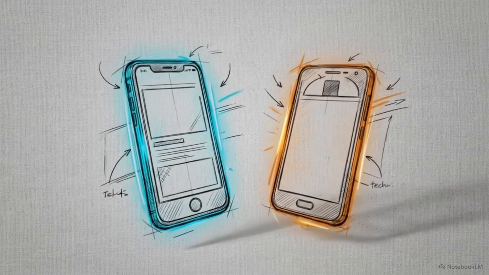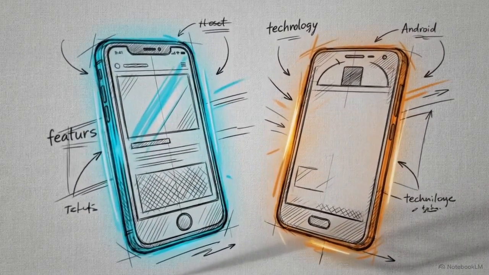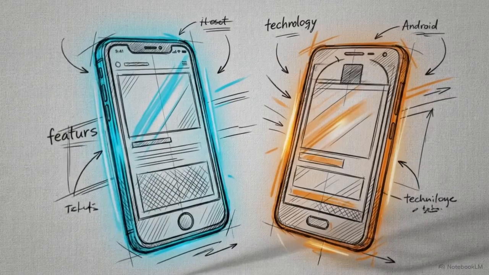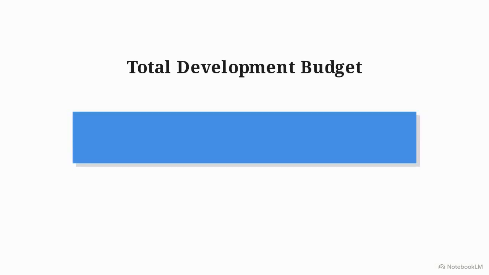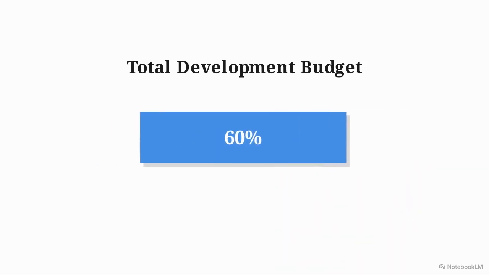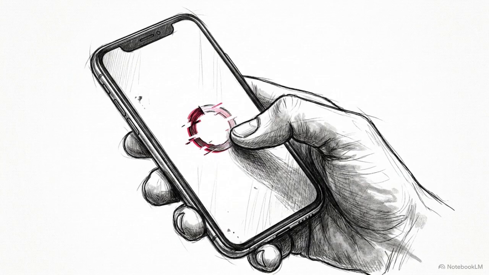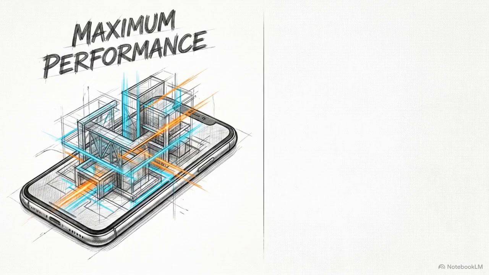Every app project begins at a junction. You can build two entirely separate native apps for iOS and Android, or you can build one hybrid app that runs on both platforms from a single codebase. The financial stakes are high. Picking the wrong path frequently wastes 40% of a development budget, or results in an app that fails to perform on the target hardware. This creates a central dilemma.